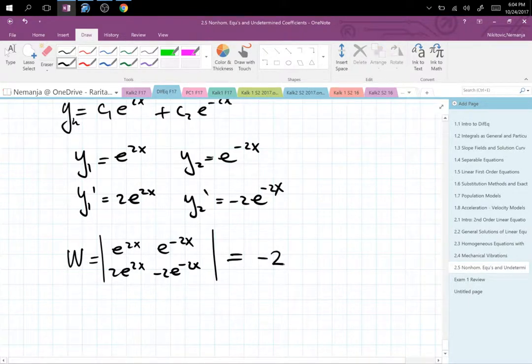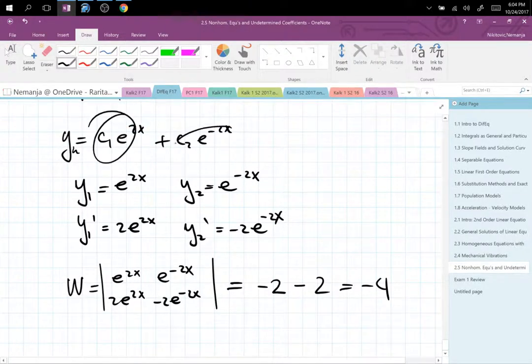So this is negative 2 minus 2, it's negative 4. If they're not independent, it will be 0 and it will be a problem, so then we can't do it. Well, you remember that these two are always linearly independent. If you have a repeated root, you will have an x over here and the Wronskian would work. Remember that these two are always linearly independent. The Wronskian will always be non-zero because of that.